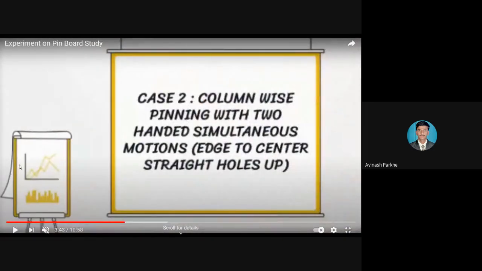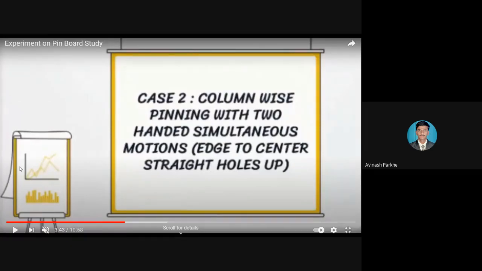Now this is column wise spinning with two hand simultaneous motions. In the previous case, what have I done? Sometimes I'm using the first column, sometimes the second column, some pins I'm inserting into the last column, some pins into the second column. That means I am not following a proper sequence. Any time I'm taking a pin, I'm inserting it in any hole. So that's why the time increases.